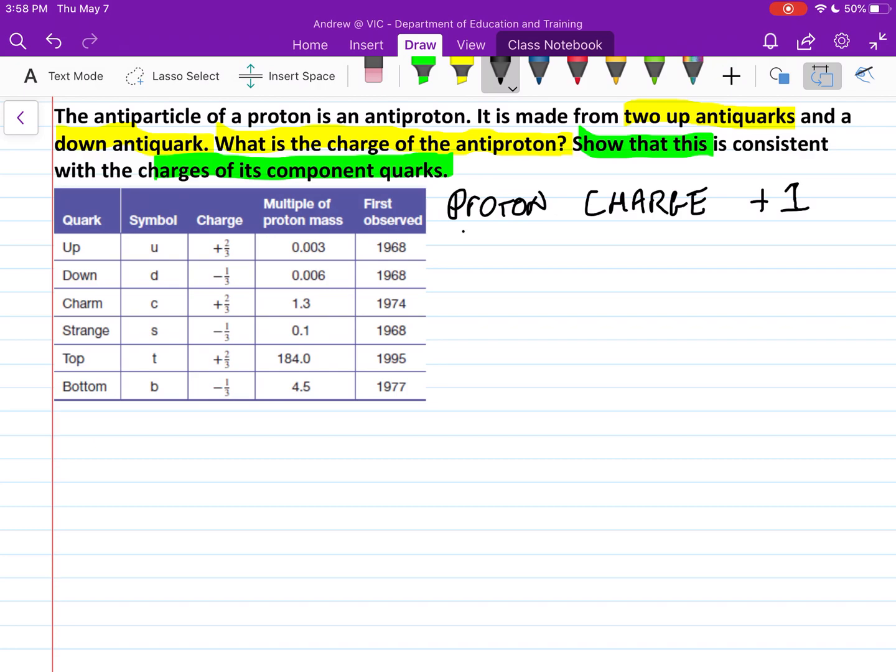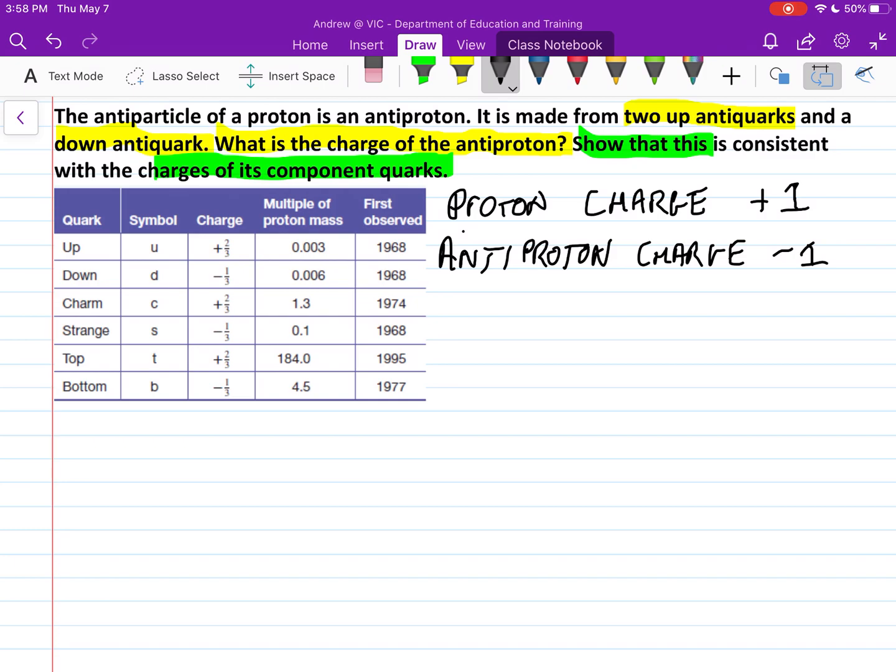So an antiproton, if it's the opposite, this means it's going to be -1. So now, what is the charge of an antiproton? We've stated that. That's just a bit of knowledge. Opposite just means it's the opposite charge. So the antiproton is going to be -1 because the proton is +1.